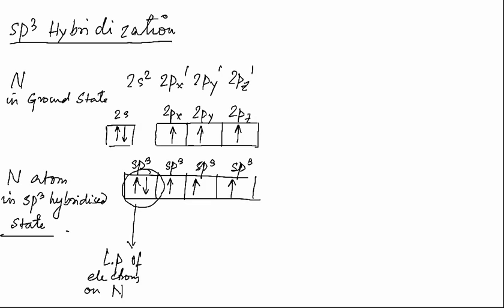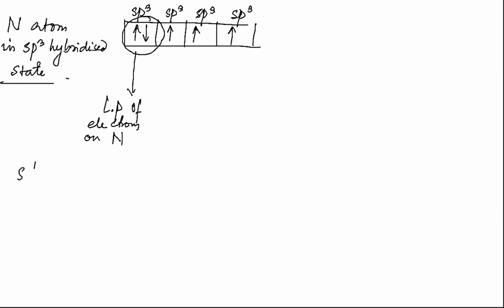Thus we can say that the sigma bonds that are formed in ammonia can be written as 3 sp3-s sigma bonds.